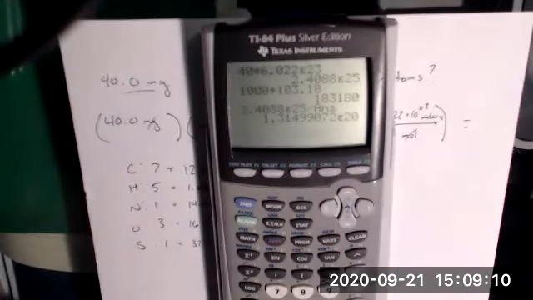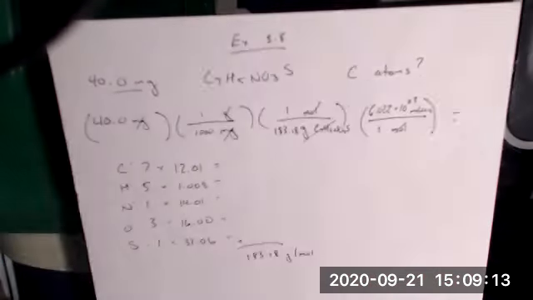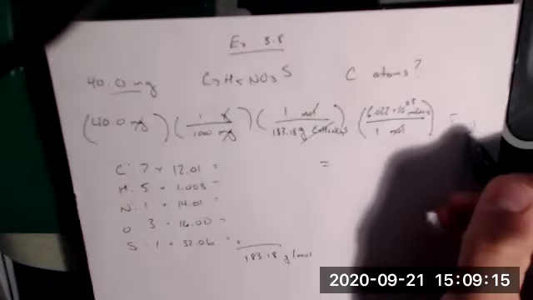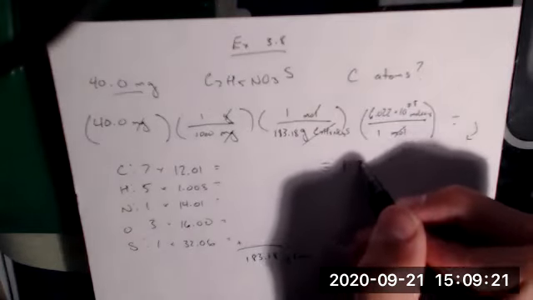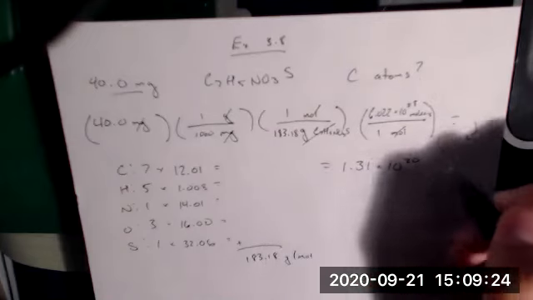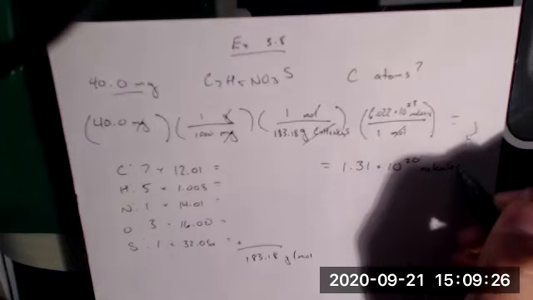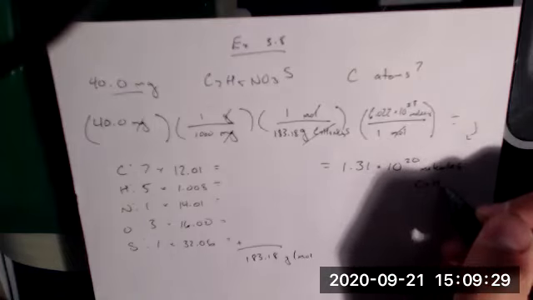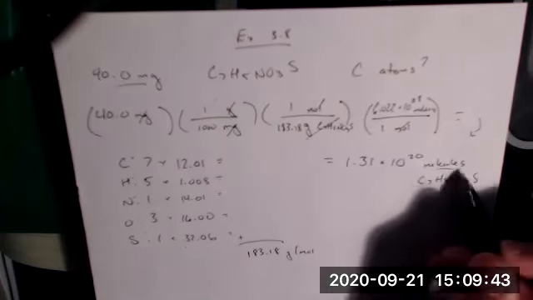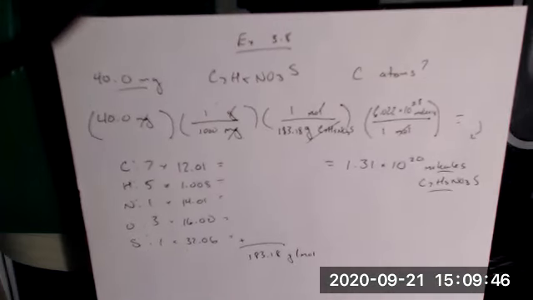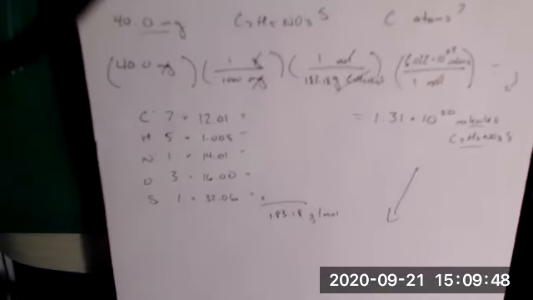Again, quality not great, but hopefully you can do that in your calculator. I get a final answer with 3 significant figures, 1.31 times 10 to the 20th molecules of saccharin, C7H5NO3S. But be careful, and this is where word problems in chemistry can be tricky. This question asks how many carbon atoms are in saccharin, and I solved for how many molecules of saccharin I have. So I need one more conversion to get my final answer.